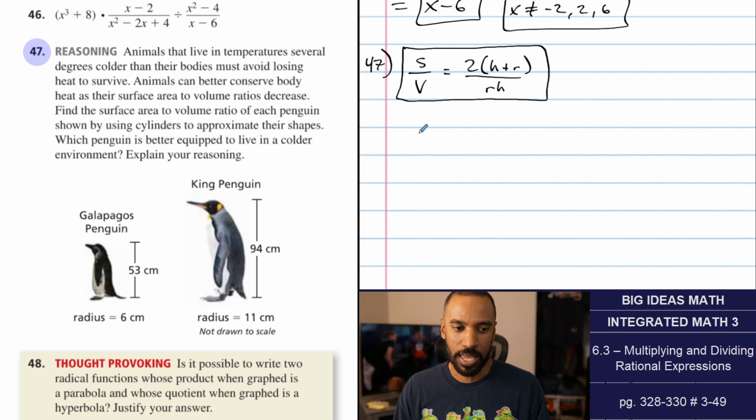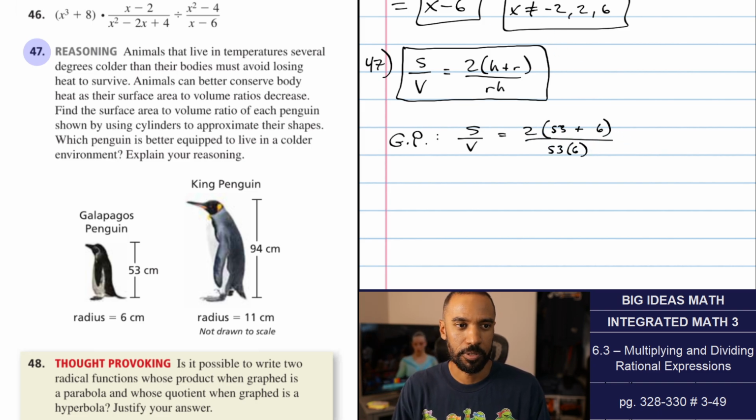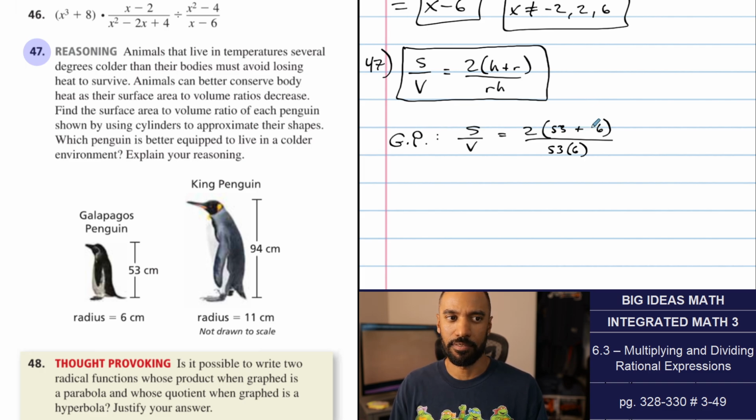So for the Galapagos penguin, our surface area to volume will be 2 times height plus, that's a 53, plus radius over height times radius. 53 plus 6 is 59. 2 times 59 is 118. 118, using the calculator now, 118 divided by 53 times 6 is 0.371. 0.371 surface area to volume.